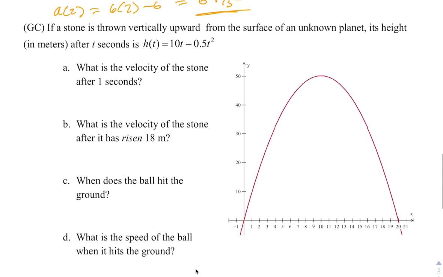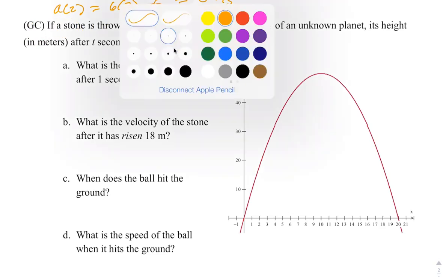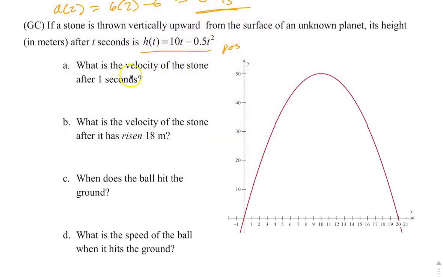The next example, more up and down. If a stone is thrown vertically upward from the surface of a known planet, its height in meters after t seconds is given by this. Now see the little GC here? That means graphical display calculator. So maybe we get to use a calculator on this one. So anyway, here's our height. That's our position function. And the problem wants to know, what is the velocity of the stone after 1 second?